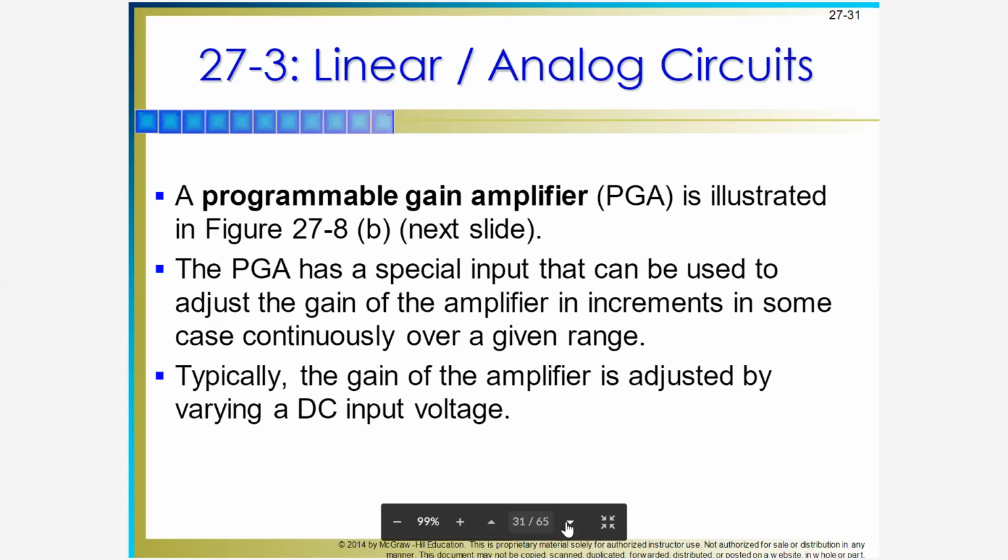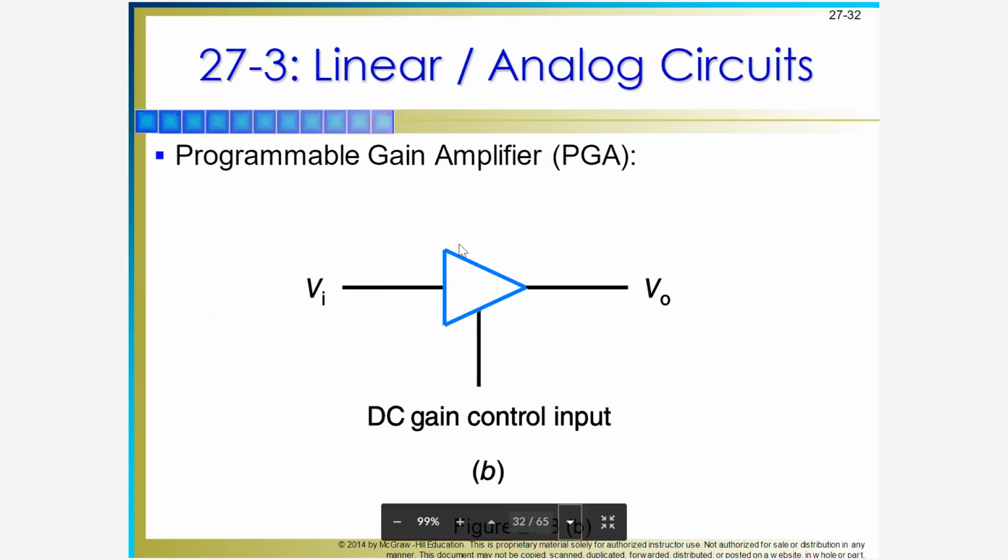Next, this is an example of a programmable gain amplifier circuit or symbol diagram. We have a voltage input that goes directly to the voltage output, but in the center we have a DC gain control input. It means the gain will be controlled. It depends on the program.